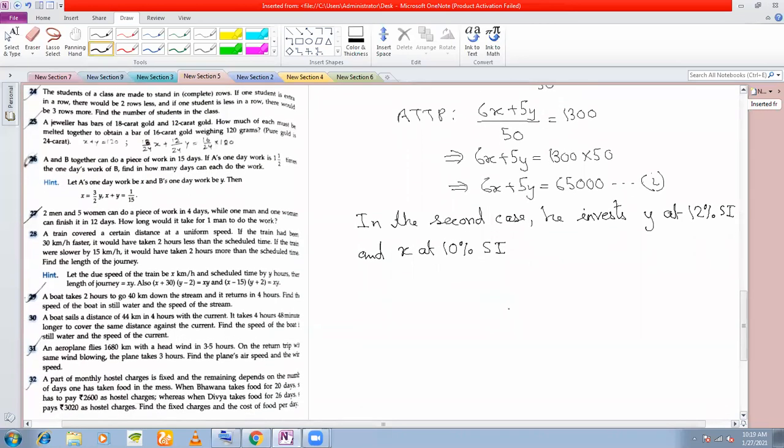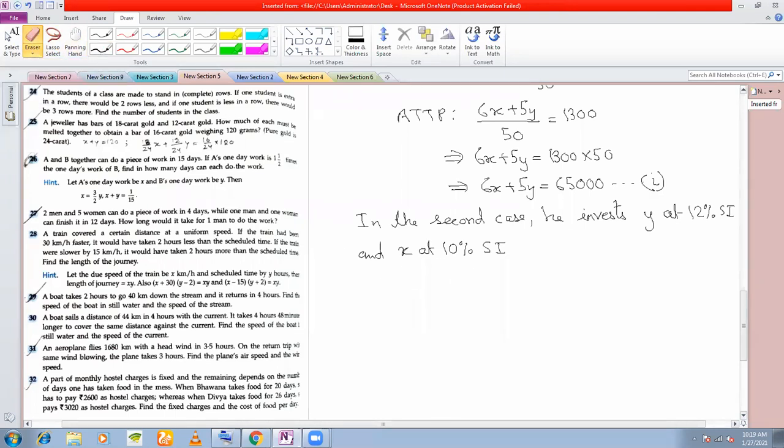So in this case, when he is investing in this manner, he is getting how much more? He is getting 40 rupees more. So tell me, where should the interest be greater? Y at 12% or X at 10%? I don't know, because if the amount X is greater, then even at a lower rate, even at 10%, he may get a higher interest. So I don't know, but he's getting 40 rupees more.